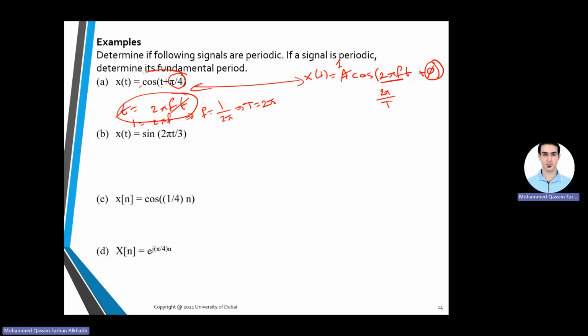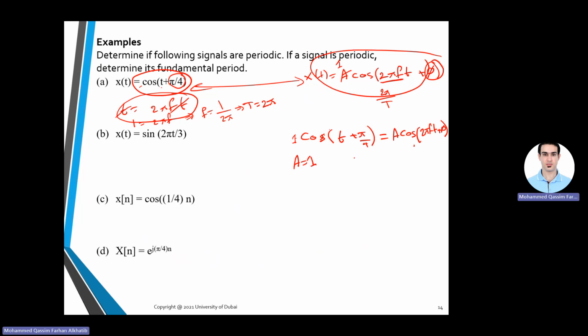Okay, I'm comparing this expression with this expression. That's the general form of sinusoids: A cosine(2 pi f t + theta), or phi, the phase shift. When I did the comparison, I have cosine(t + pi/4), and that should equal A cosine(2 pi f t + phi). Now just compare the terms. Here I have nothing, that means it's a 1. So A is 1. The amplitude equals 1.